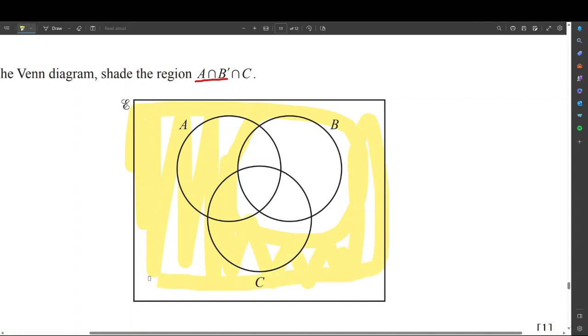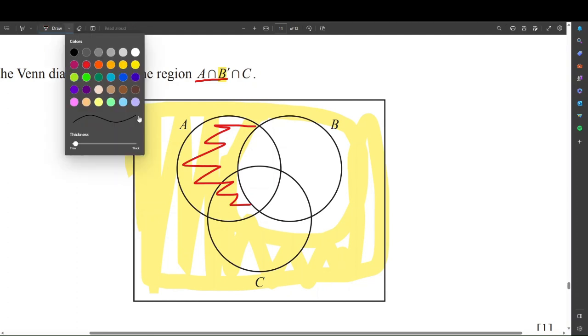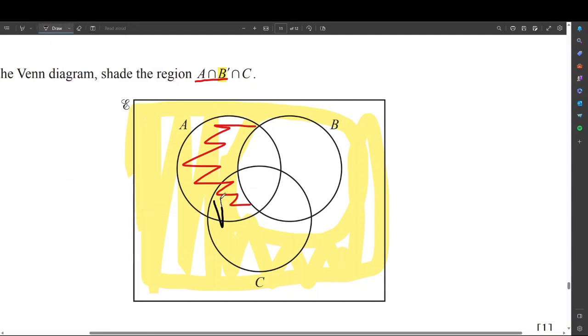All right, that is the value of B dash over here. Now, A intersection with that is going to be this part over here. And C's intersection with that is going to be, let's take black, it's going to be only this. So the answer is going to be this, the black one.